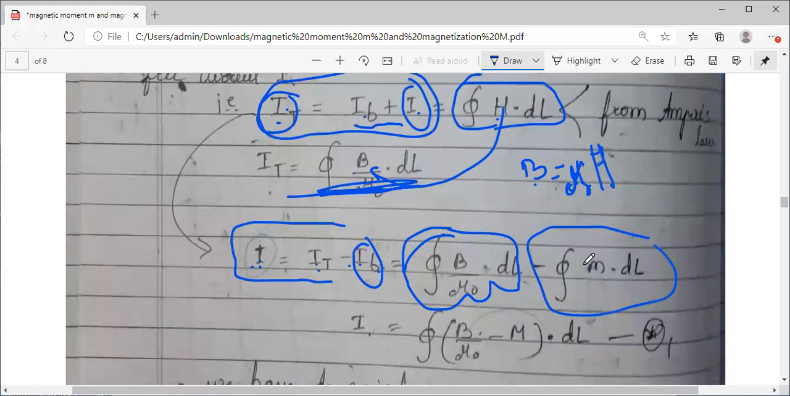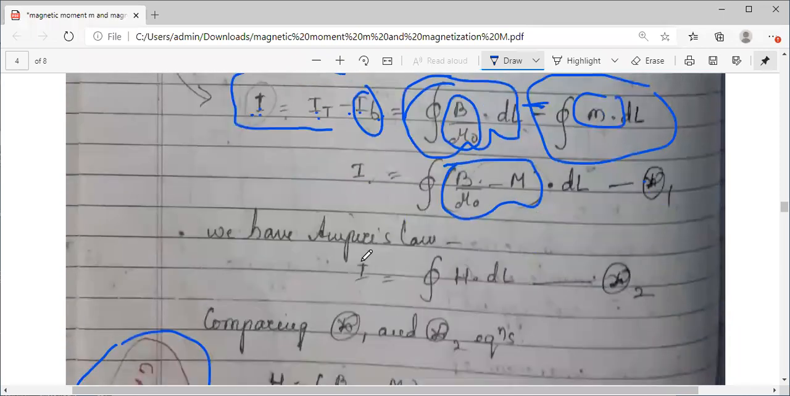Mathematically we are trying to find the relationship. The line integral is common to both, so I will take this subtraction, B by mu naught minus capital M. This is your total current I. Sorry, the free charge current is I. You can compare this equation with Ampere's law, where any current I is the line integral of H dot dl. It resembles that form.